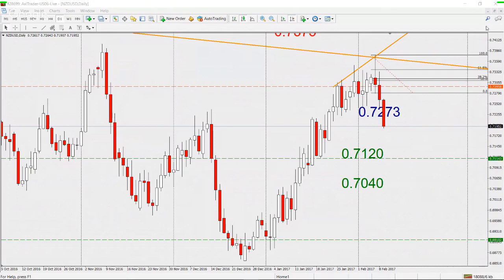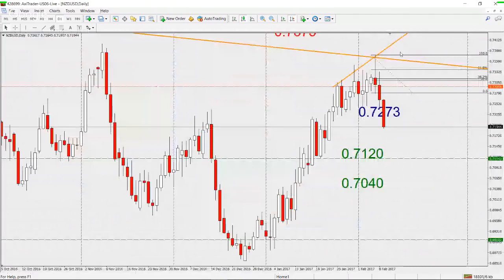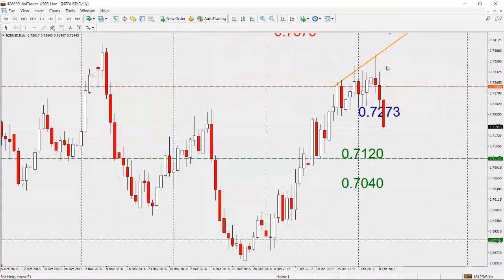So let's take a look at the Kiwi and then the Aussie. Well, here's the Kiwi. First of all, I'll just quickly explain all these squiggly lines and everything. This is a trade I took yesterday. I'll get rid of these lines and squiggly stuff. What I would like to do is show you kind of.